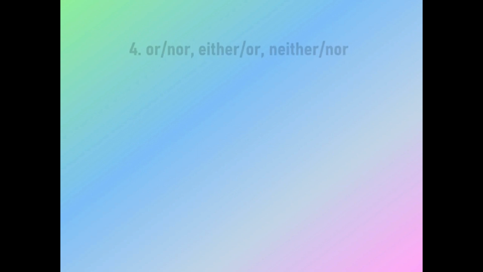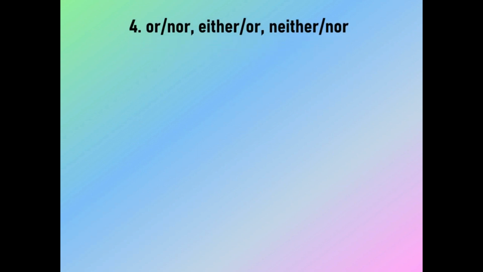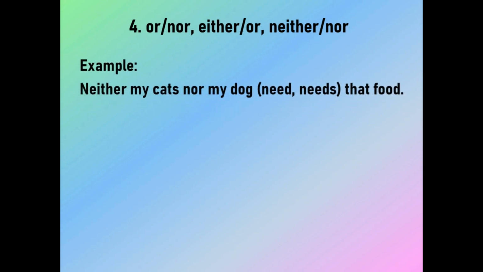Or, nor, either or, neither nor. If these can be found in the sentence, and if the sentence has two subjects connected by these words, the verb must agree with the second subject, which is closer or nearer to the verb. Let's take, for example, neither my cats nor my dog needs the food. So the correct verb here is needs, which is singular, because the closer subject to the verb is dog.